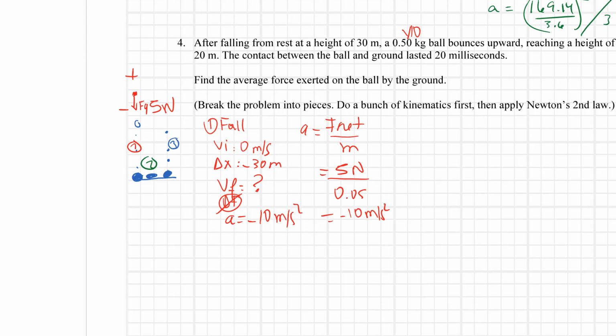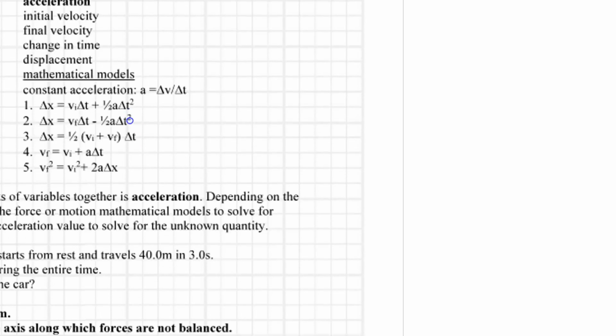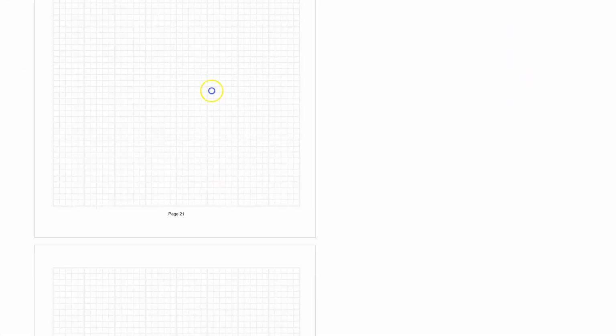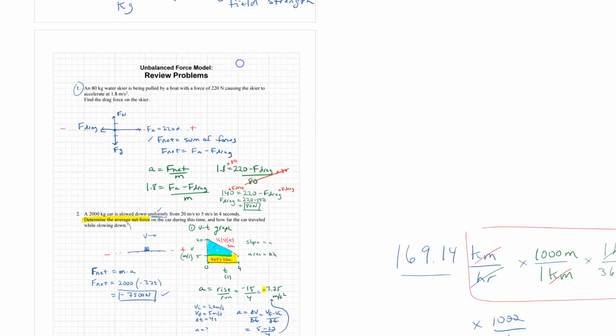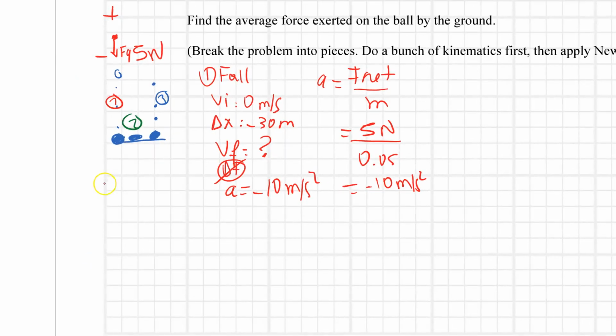And then Tina is going to take over. So now that we have all these things, we can go to the worksheet. If we go to where the kinematic formulas are, we see that we can use the last one because we have velocity final, velocity initial, and displacement. So using this formula: velocity final squared equals velocity initial squared plus 2 times acceleration times displacement. It would be velocity final squared equals 0 squared plus 2 times the acceleration, which is negative 10, times negative 30, which is the displacement.